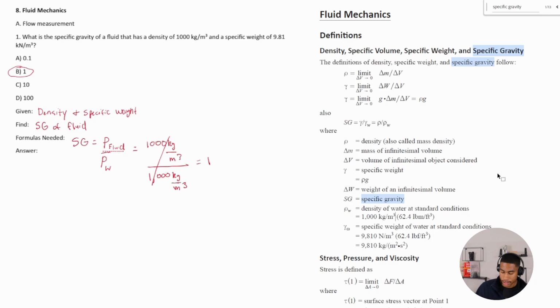We could have done the same thing using the specific weight. Ironically, the specific weight was the same for water, so either way it would have canceled out if you wanted to use this particular version of the equation.